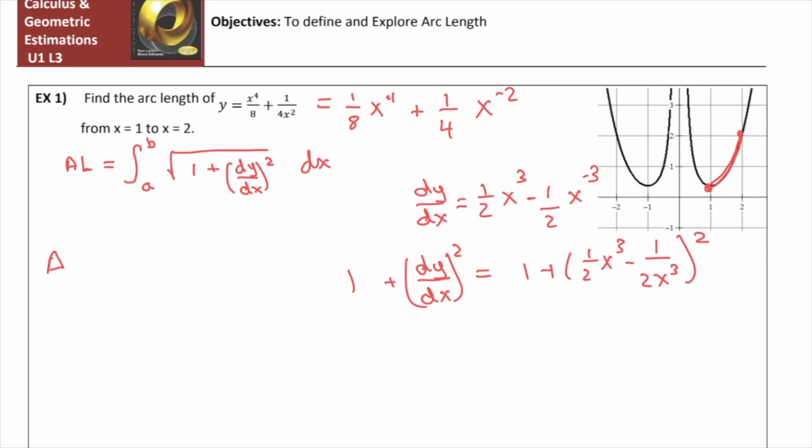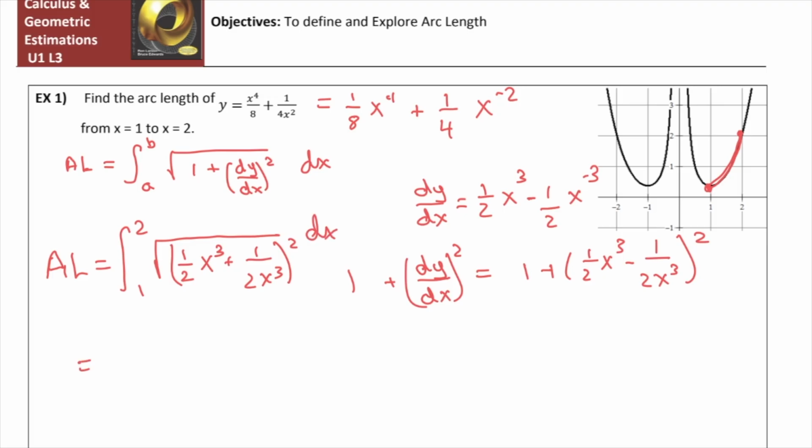Rewrite your arc length formula so that we know that the arc length is going to be equal to the integral from 1 to 2, square root, substitute what we found from our previous work, and if you simplify it, you get 1/2 x cubed plus 1 over 2x cubed, and that is squared, dx. And once you simplify that a little bit more, you can find the actual arc length. Remember to round your answer to 3 decimals.